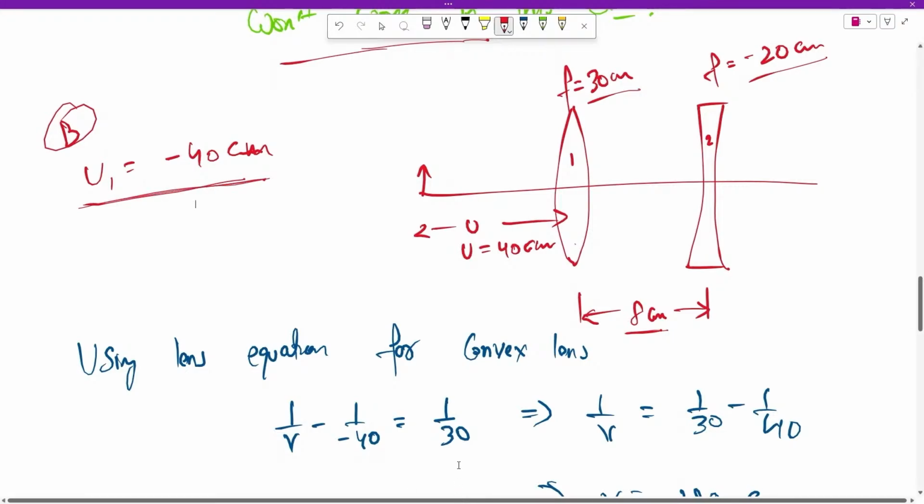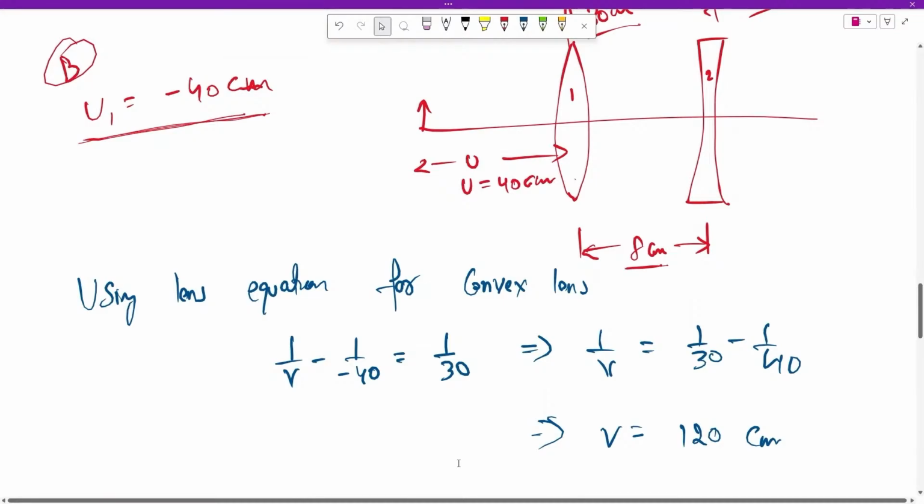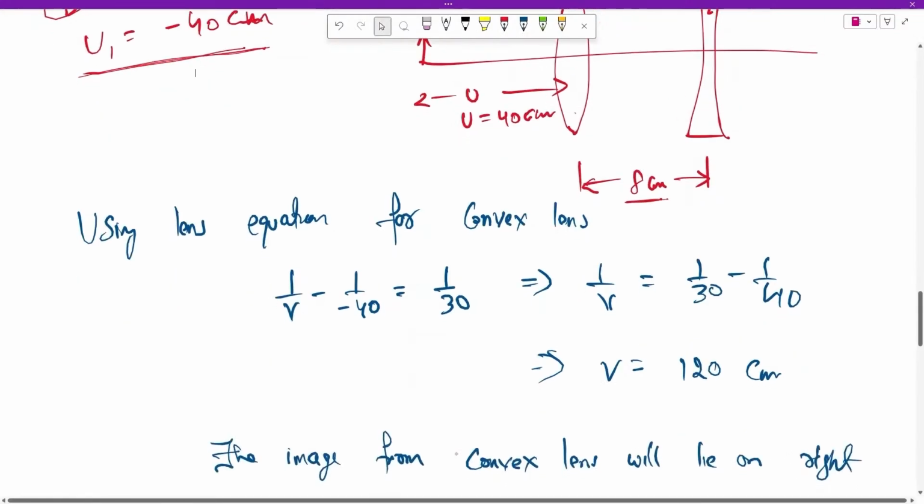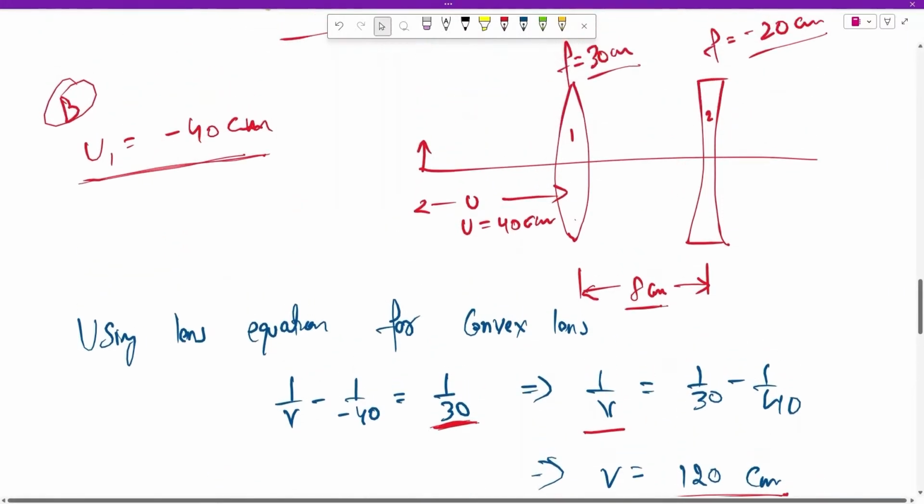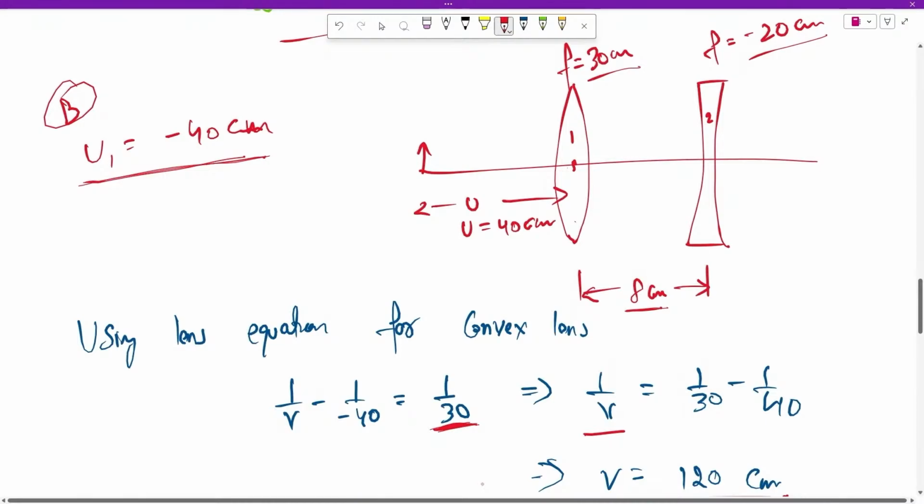So using the lens formula for finding out the image produced by this convex lens, 1 by v equals minus 1 by u, and u is minus 40. So 1 by v equals minus 1 by 40, and that would equal 1 by focal length. Focal length of convex lens is positive, so it will be 1 by 30. So calculating here v, we will get a value of 120 centimeter. Now we can see that from the pole of this lens, the first image will form 120 centimeter on the right hand side of this lens. So this image will act as an object for this concave lens.